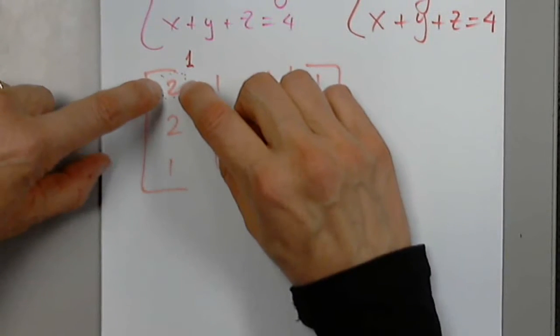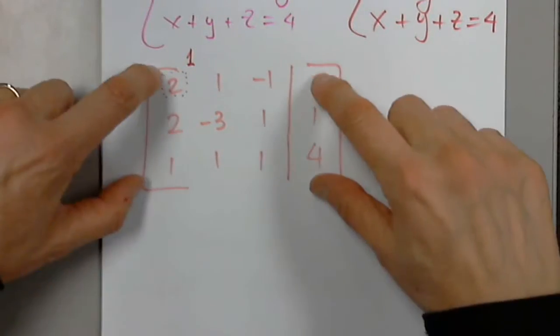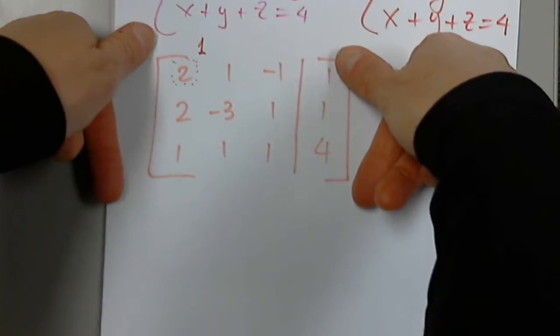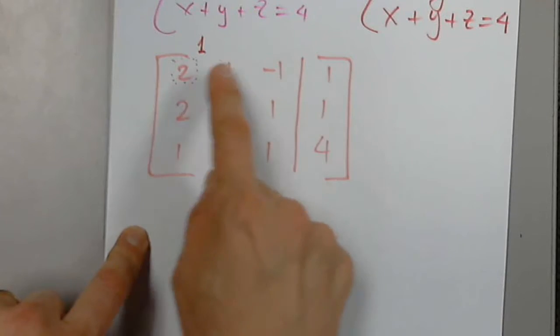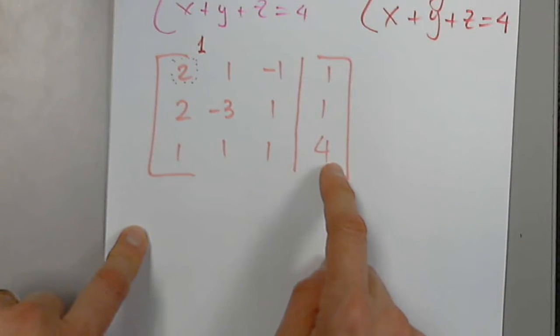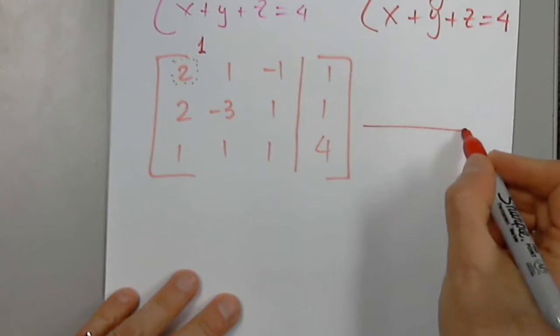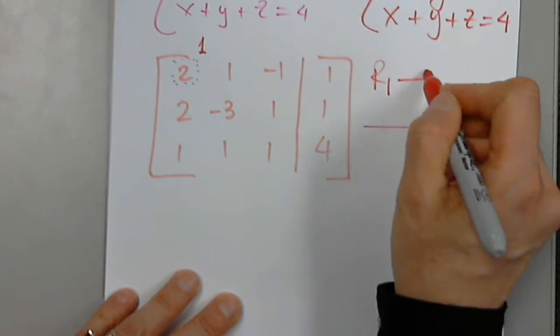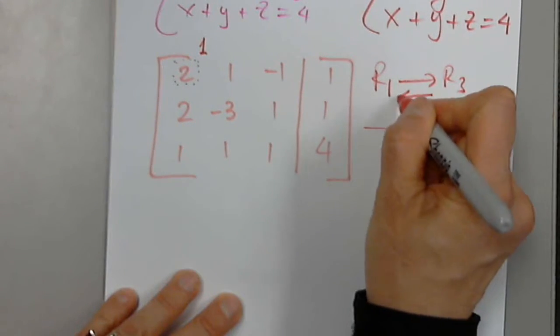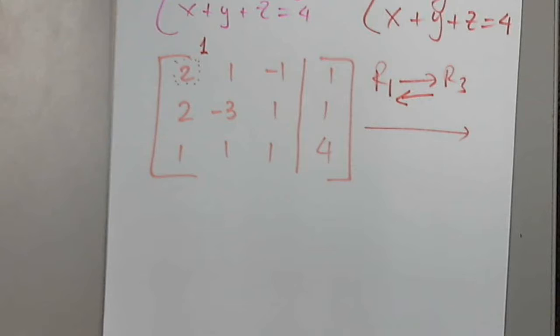So I want a 1 in here, and I'm already set. Swap. Of course I'm going to swap. I'm going to make this row the top one. I'm going to make this row the last one. So that's the easiest thing to do. Row 1 becomes row 3. Row 3 becomes row 1.